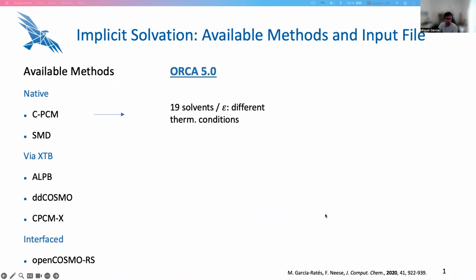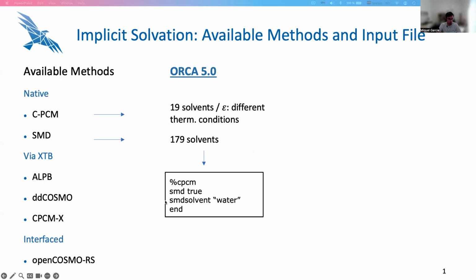Well, there are some disadvantages in ORCA 5.0. For instance, for CPCM, we only have about 20 solvents in our internal database. And the epsilon for the solvents is not fully consistent. It sometimes corresponds to different thermodynamic conditions. The SMD model, on the other hand, has many more solvents, almost 180, but it's not very easy to call, to request. We have to always add these 4 lines.